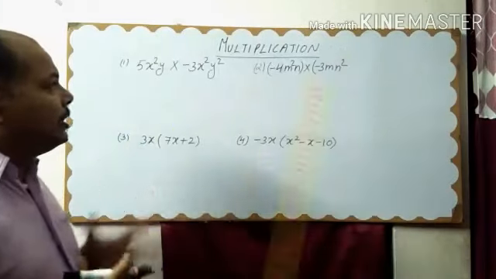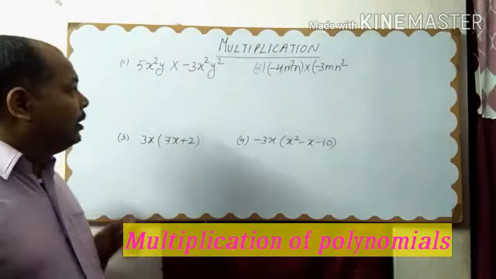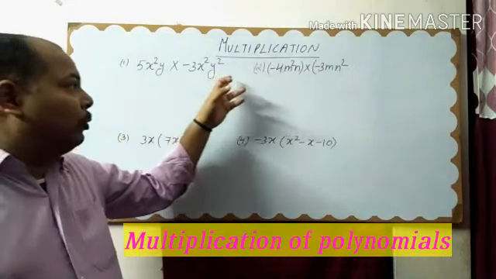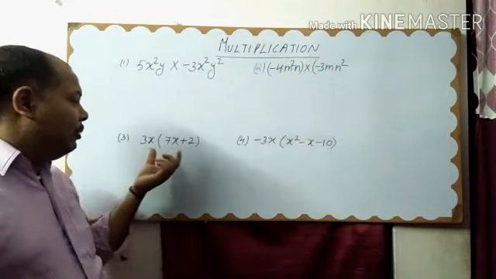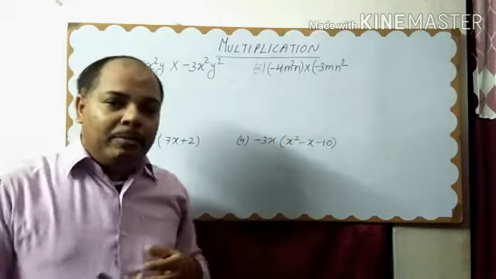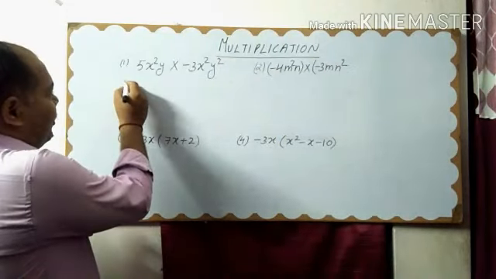Now we are going to understand how we multiply the polynomials. So see here, first we are going to understand how we multiply monomials. Clear? After that we are going to understand how we multiply a binomial by a monomial, and a trinomial by a monomial. Okay? So understand it very carefully.